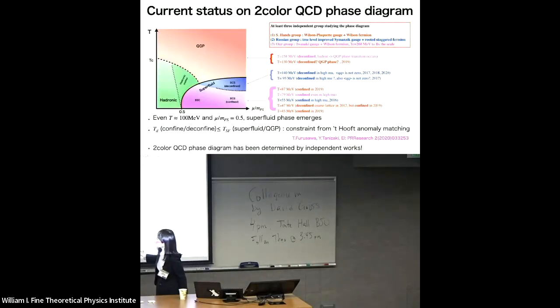Is the low temperature, low density phase separated from the QGP phase by a phase transition? This one. In actual lattice numerical simulation, there is no center symmetry. So I think this is a crossover line.